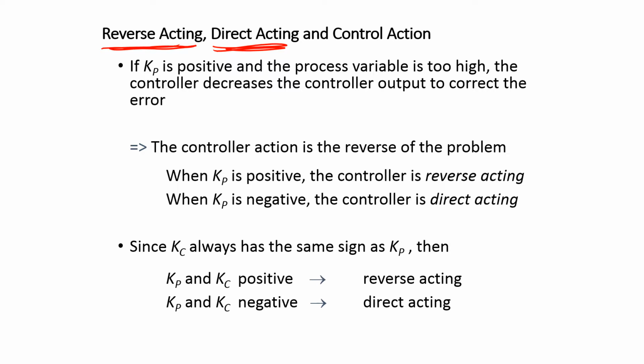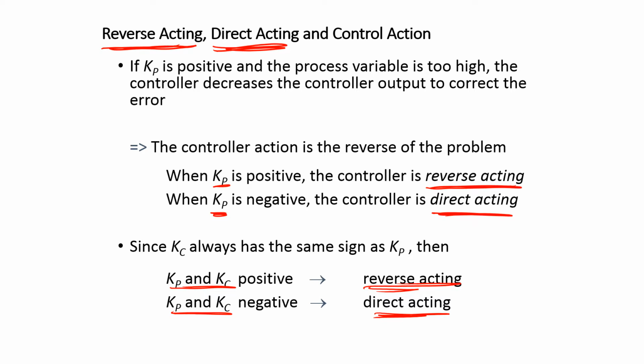Okay, so if Kp is positive, then the controller that we want to design is reverse acting. But if Kp, our process gain, is negative, then we'll want to design a controller that is direct acting. So positive Kc is going to be reverse acting, and negative is going to be direct acting.